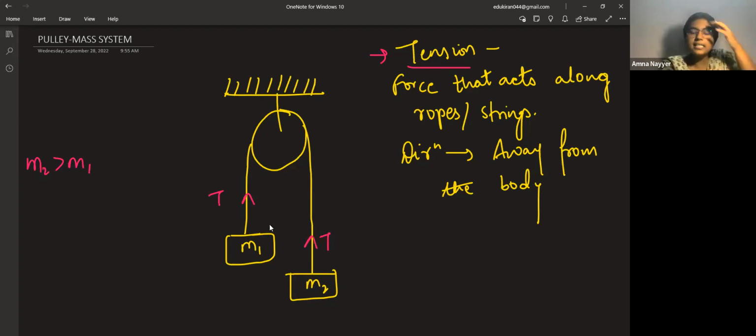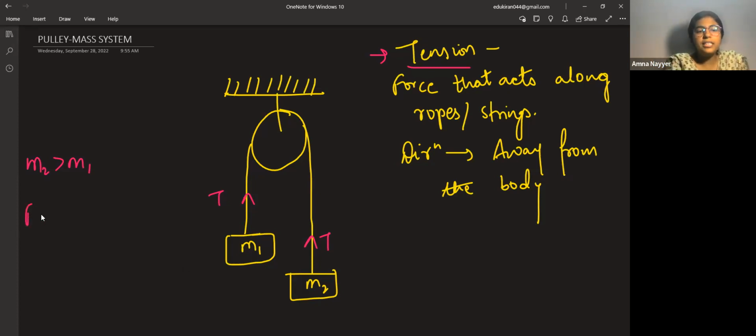We will not take it as T1 and T2 because this is the same rope. Suppose the question mentions that two different ropes are there, though it's not possible in a pulley. If instead of one single rope, two ropes are given, then you will take T1 and T2. Otherwise, this is a single T. Usually in all the questions that are given to you, T is given.